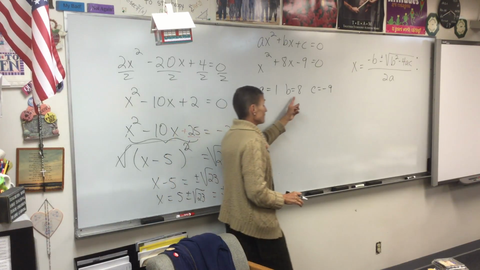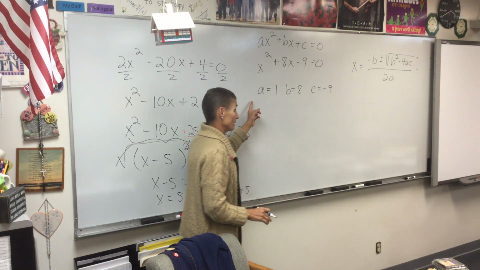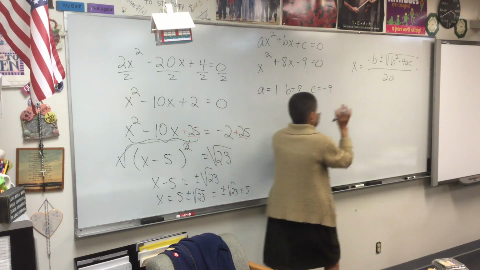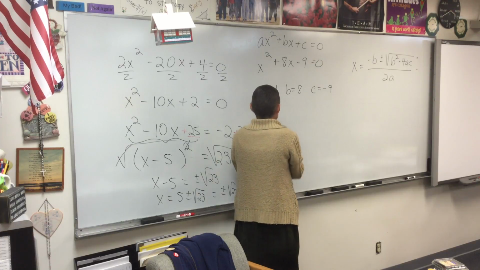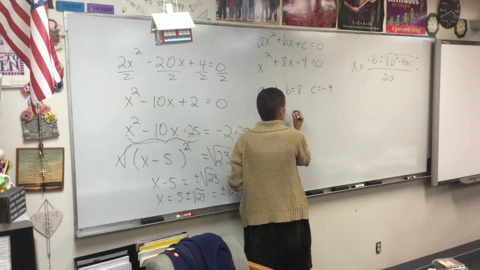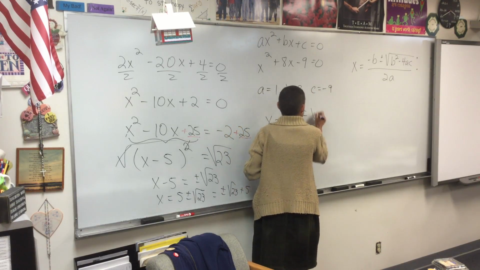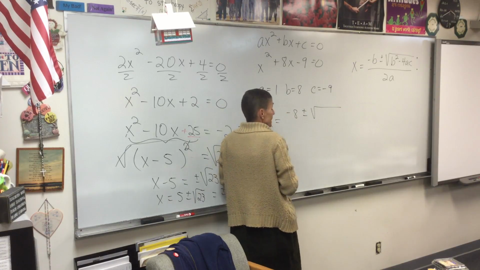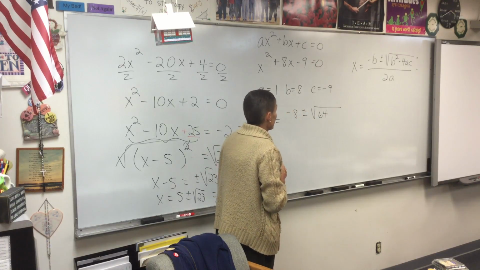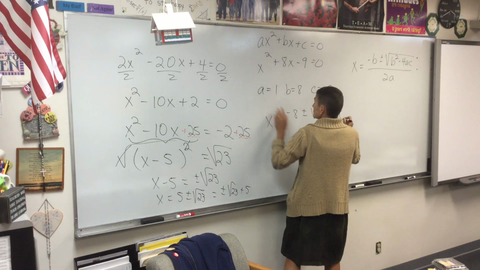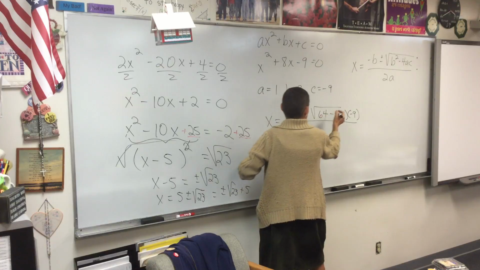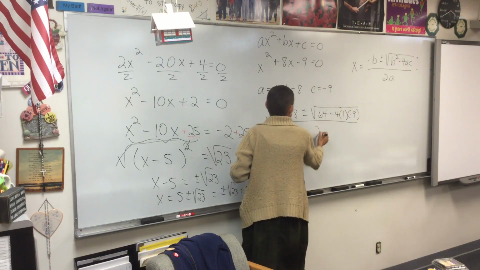Now, you don't have to write these down every time, but I think it helps to do that. Just make a list of what A, B, and C are, because then all you have to do is take those numbers and plug them into the formula. So x will equal what? -8 plus or minus the square root of 8 squared, which I'm going to go ahead and write 64 because I know that's 8 squared, minus 4 times A times C, all over 2A.